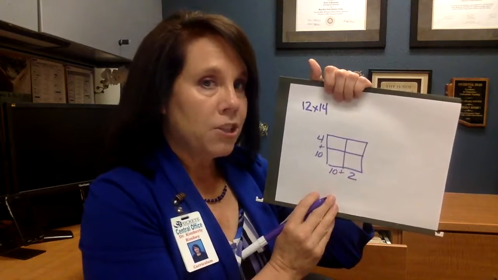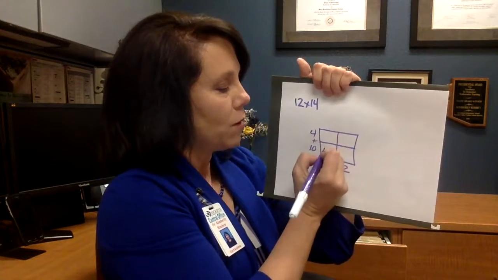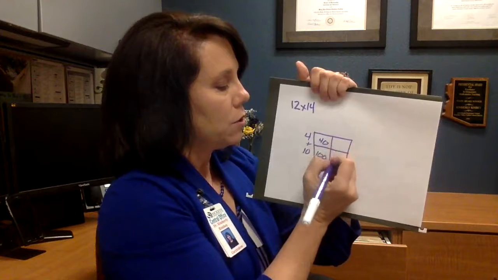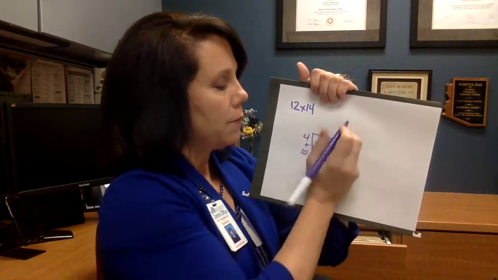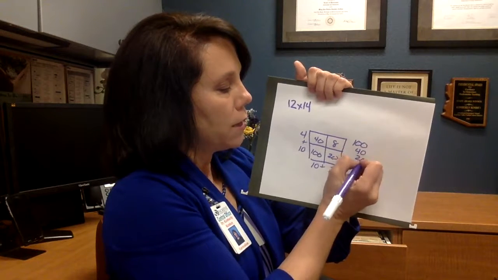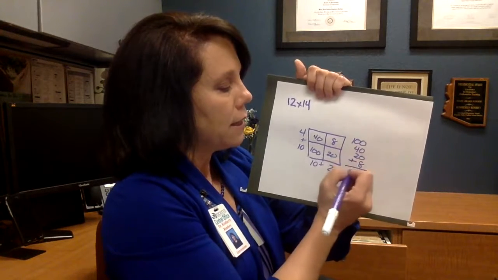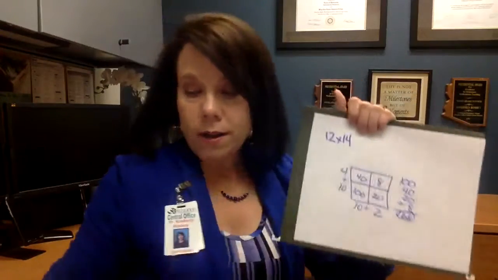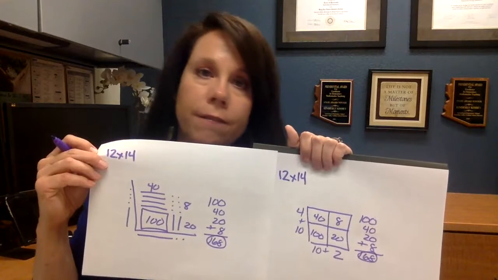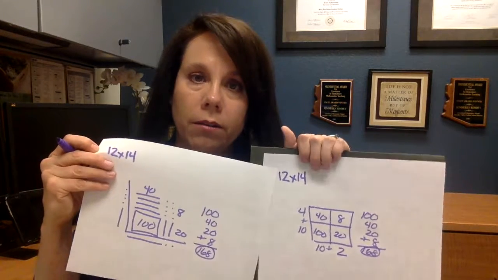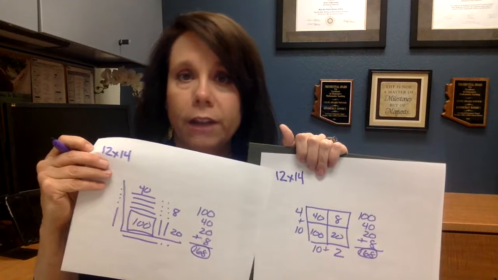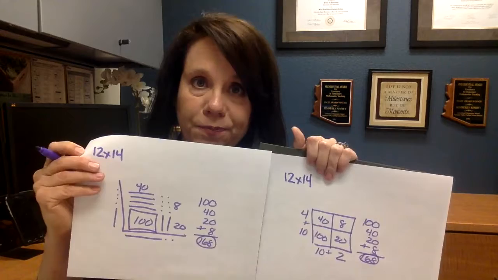And I'm going to multiply much the same way. 10 times 10 is 100. 4 times 10 gives me 40. 10 times 2 gives me 20. 4 times 2 gives me 8. And then I can add 100 plus 40 plus 20 plus 8 gives me 168. As you can see, these end up being very similar. This is the area model, this is the rectangle model, but really what you're looking at is how would it play out if you were finding the area of a rectangle.